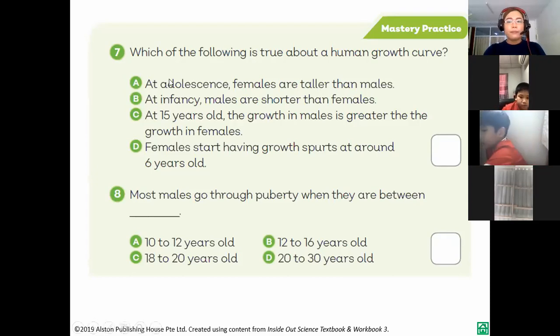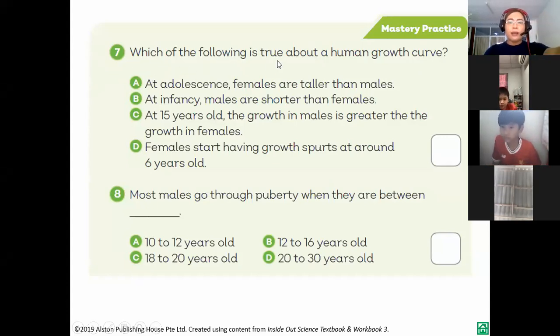Okay, number 7. Ushi, can you read number 7? Which of the following is true about a human girl? Okay, I'm gonna read one more time. Which of the following is true about a human girl? Okay, very good. Thank you, Ushi.